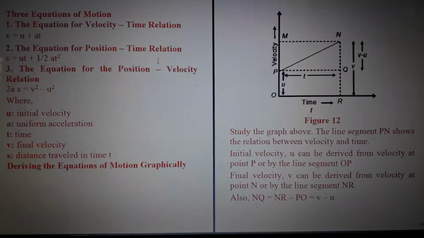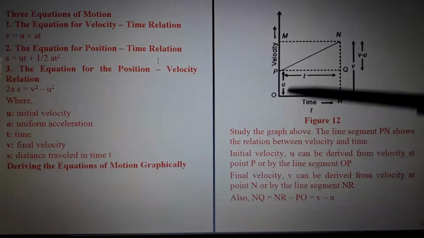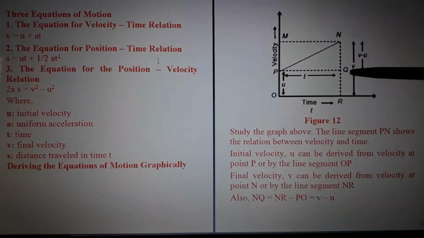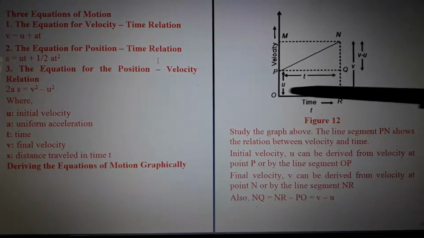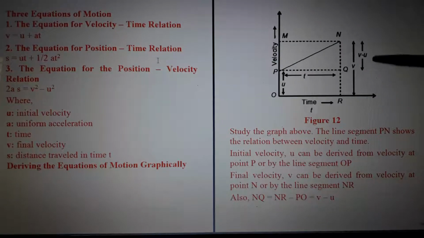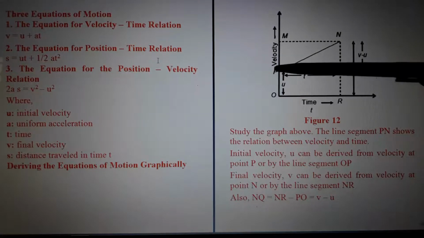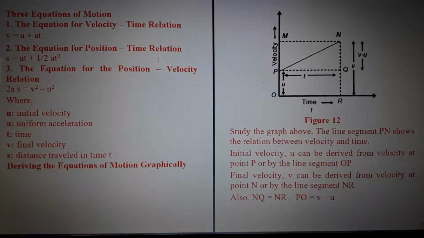The only simple thing is what? You need to find the value of NQ. What is NQ? NQ is NR minus OP. In values, if you write, it is V minus U. It is the same as final velocity minus initial velocity. And the value of time we already have. So if we have initial velocity, final velocity and time, we can easily derive the equation for acceleration.